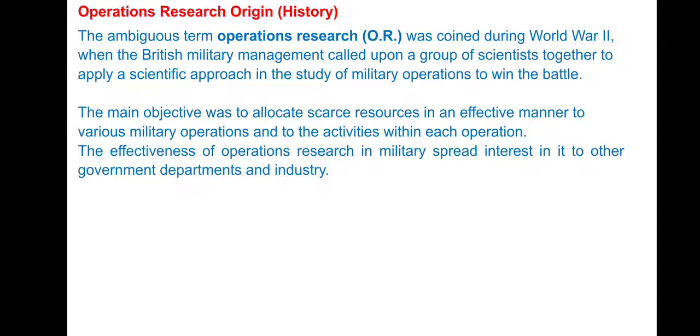The effectiveness of operation research in the military spread interest in it to other government departments and industry. During the Second World War, this succeeded to the maximum level. So they started utilizing it for other departments and also in industries to manage human beings, because those countries' populations were very small, and people were not skilled, so they would go for other jobs. So they tried to make maximum production using this technology.